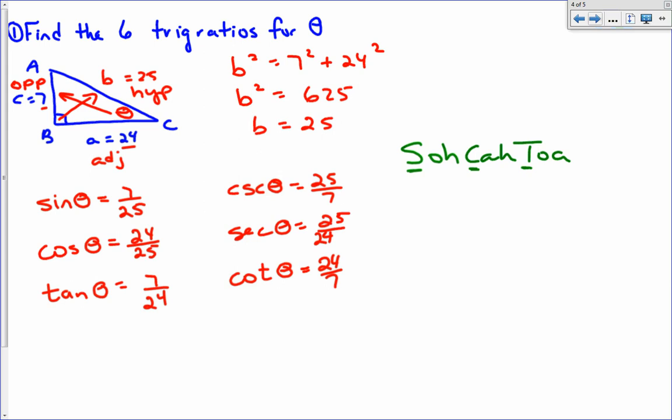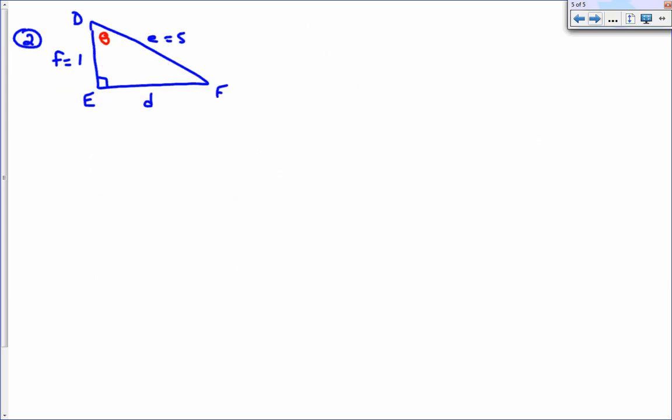So let's look at one more question. Again, I have a triangle. I need to find the 6 trig ratios. My theta is up here at angle D. So side E, which has a value of 5, is my hypotenuse. Side D across from the angle is my opposite, and I don't know its value yet, so I'm going to have to find that. And then side F is my adjacent.